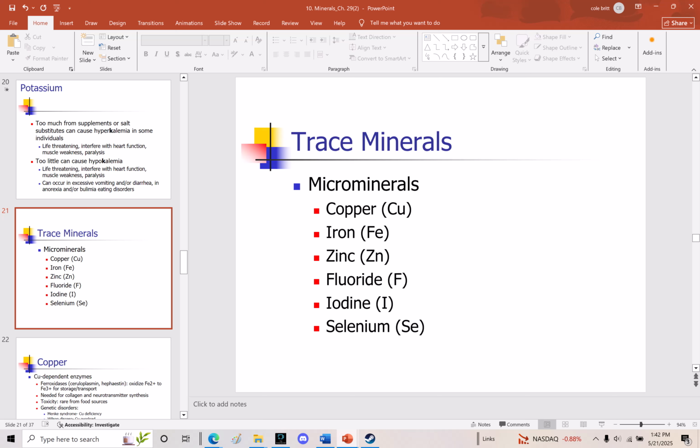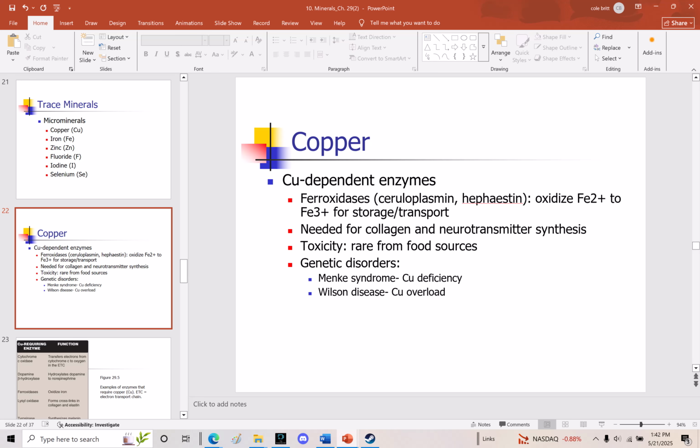Starting with copper. Copper-dependent enzymes. So there's a few things you need copper for. The electron transport chain is one of them, if you remember that from last term. Do you guys remember what complex needed it? Complex 4. The electron transport chain cannot work without copper.